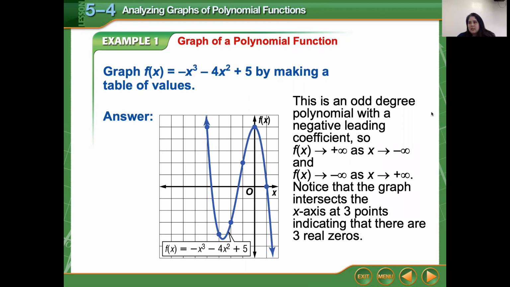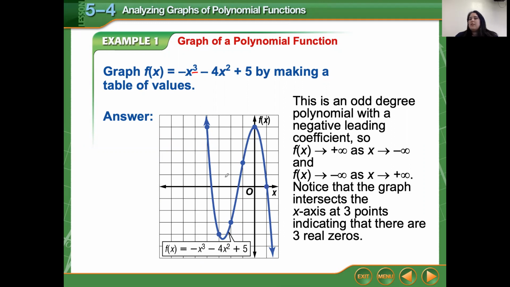But as we look at this, we can tell that this is an odd degree polynomial. And the reason we know that is, one, the highest exponent that we see is a 3. 3 is odd, so that makes the function odd. We can also see that our end behavior is going in opposite directions. That's another clue it is an odd function. And we can see that our leading coefficient is negative. So that tells us that our end behavior, as we go to the left, or as we go to negative infinity, y will go to positive infinity. And as we go to positive infinity, y will go to negative infinity.